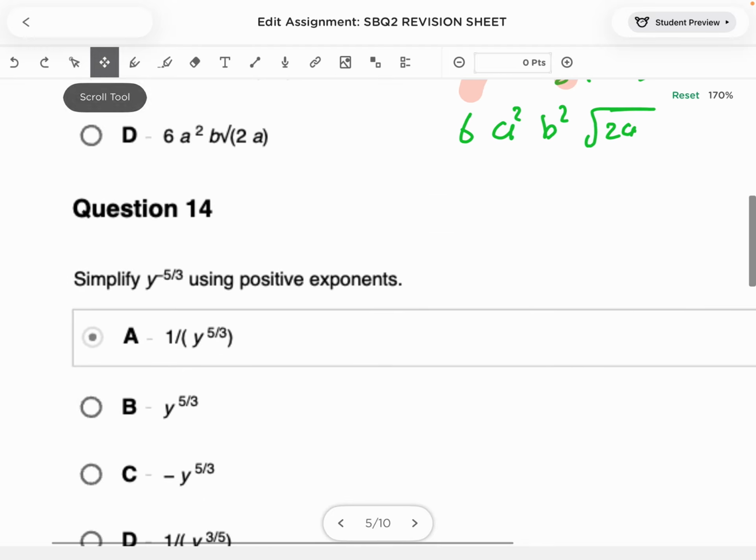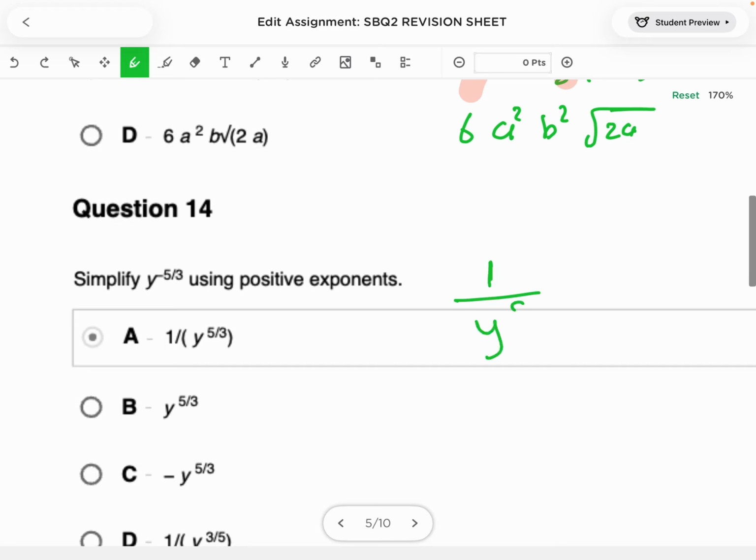Next. We need to write it as a positive, so it will be 1 over y to the power 5 over 3. Why? Because it has already a negative power. Negative 5 over 3, so we reciprocate it only, nothing more.